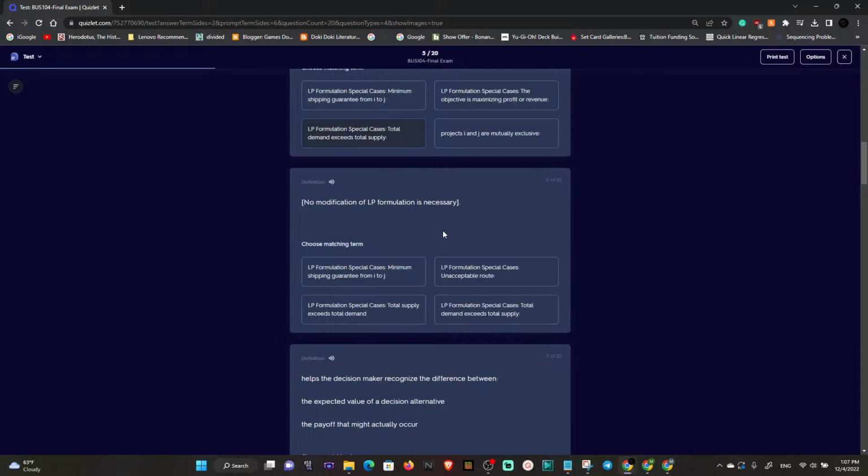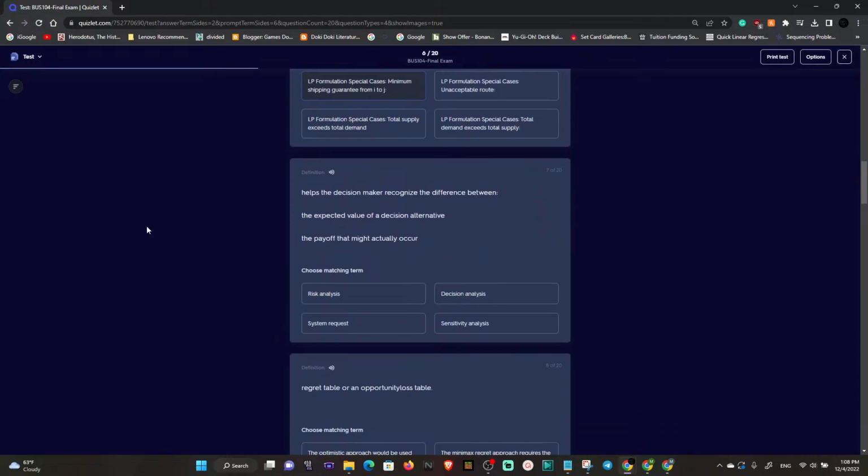Total demand exceeds total supply? No, it's not any of these, just one of these is true. Will it be the unacceptable route? Why would it be an acceptable route? Because it says no modification of LP formulation is necessary. I don't know, I'll go with A: minimum shipping guarantee. Does that make sense? It'd be the special case minimum shipping guarantee from I to J. Oh, okay, good.